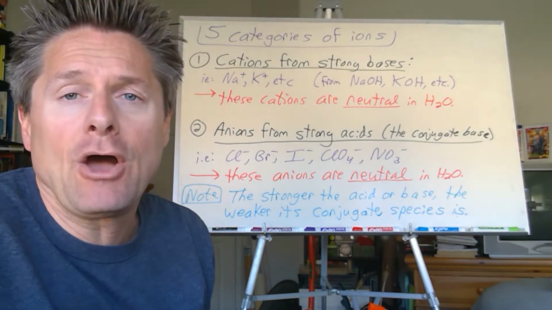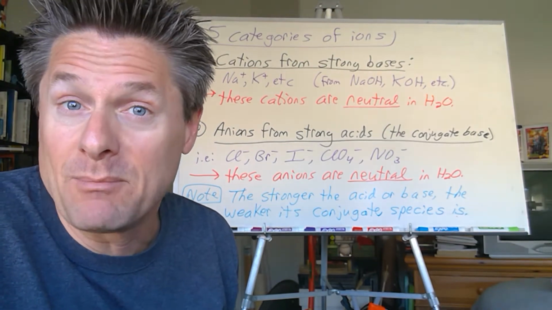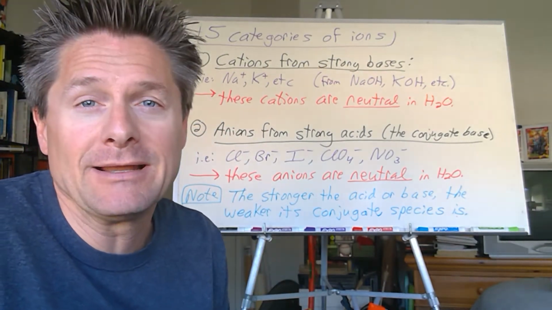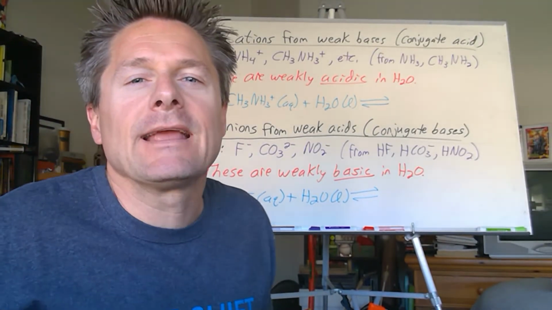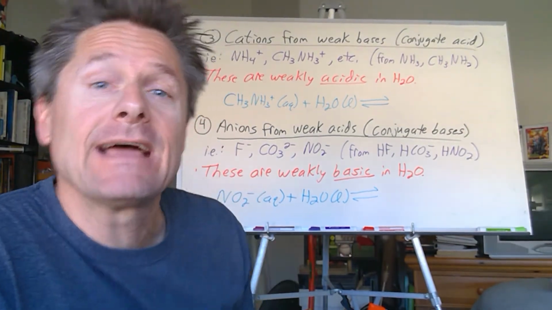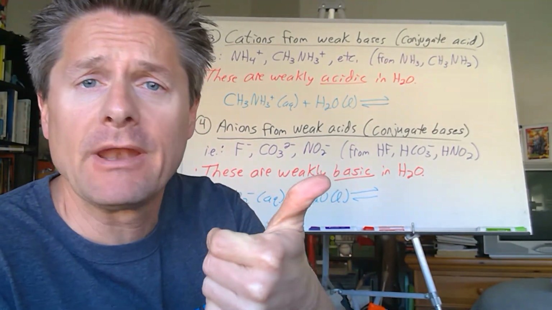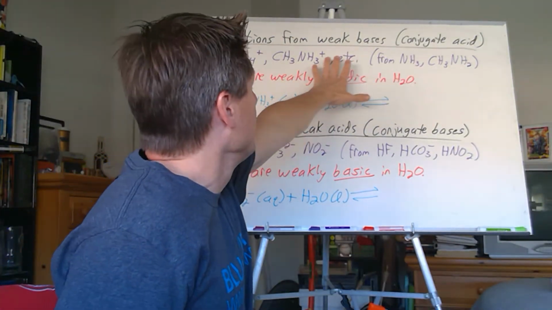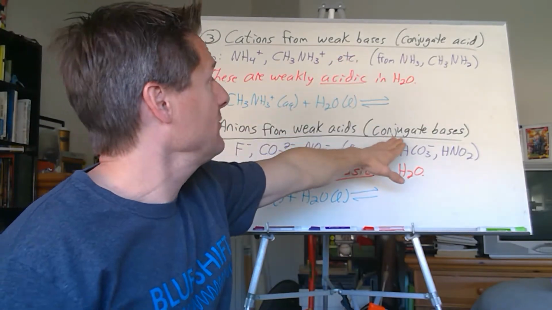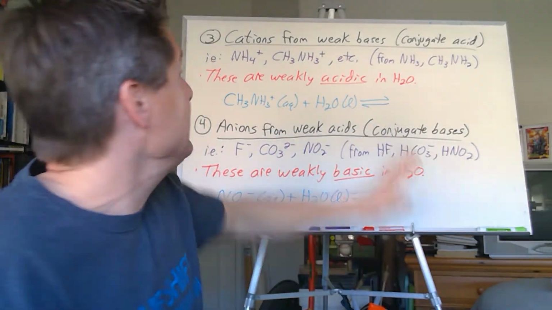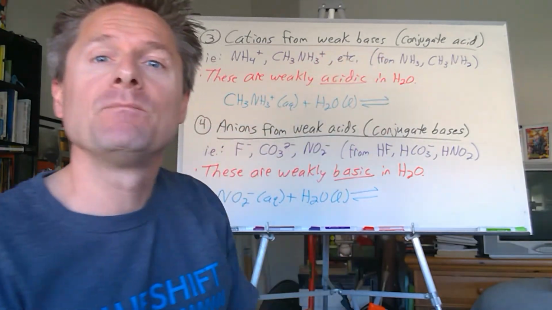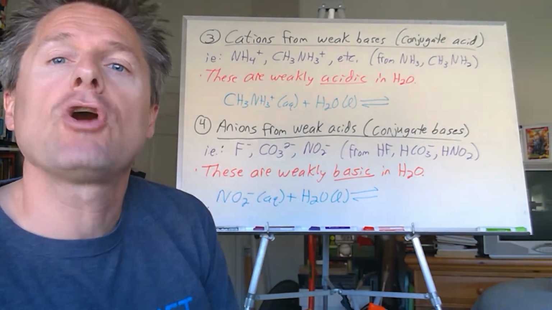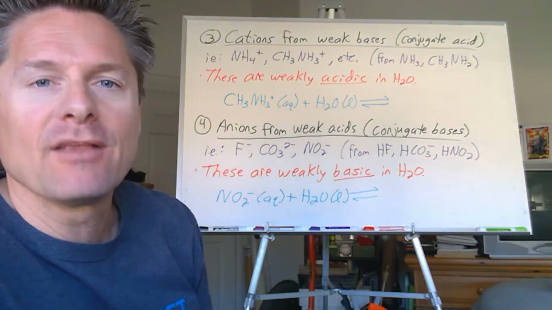Now let's look at the conjugate species from weak acids and weak bases. That's a whole different scenario, because their conjugates will be strong enough to ionize in water. Let's take a look at the next types of ions you're going to run into. You're either going to run into cations from strong bases and anions from strong acids, or the conjugate acids of weak bases or the conjugate bases of weak acids. If I take a weak base and it ionizes in water, it's going to produce its conjugate acid, which is most commonly a cation. So we'll say cations from weak bases.